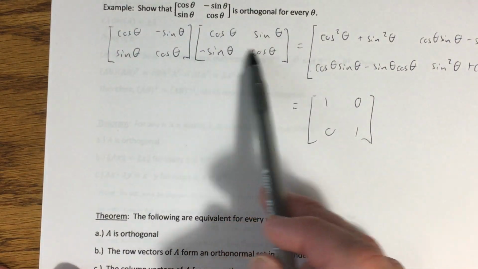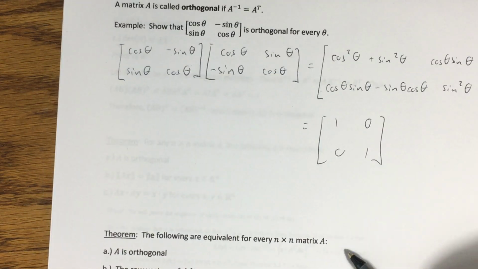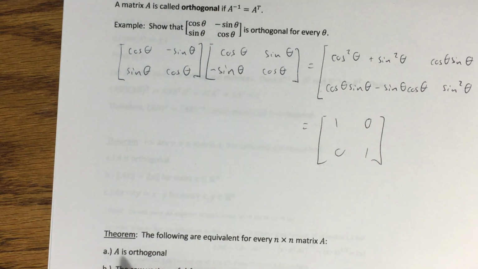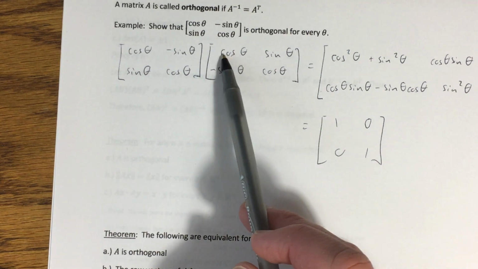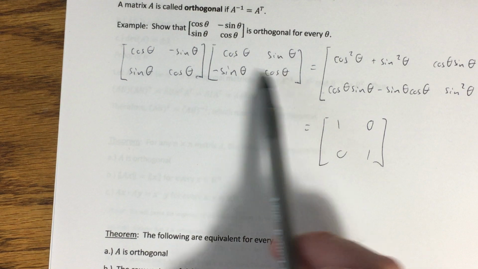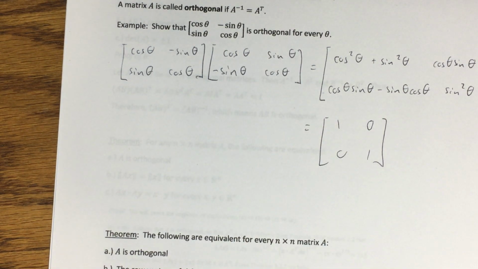Look at the rows of this matrix. We showed that this is orthogonal just by using the definition of orthogonality. But the rows, if you consider them as vectors, are going to form an orthonormal set. Notice if I dot this with itself, I'm going to get cosine squared plus sine squared. If I dot this with itself, sine squared plus cosine squared. The rows have a norm of 1.